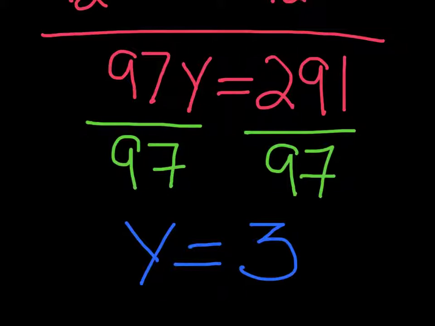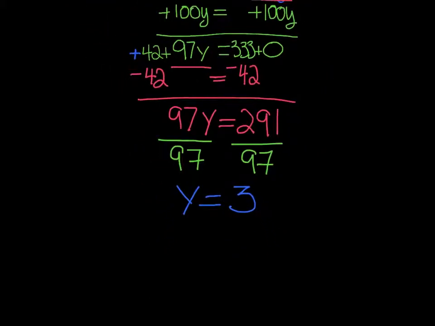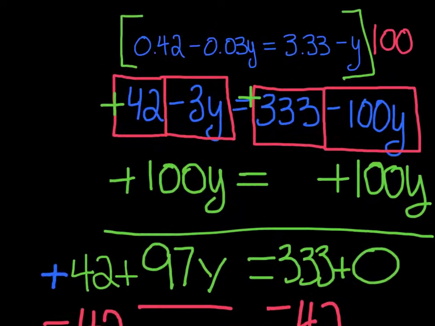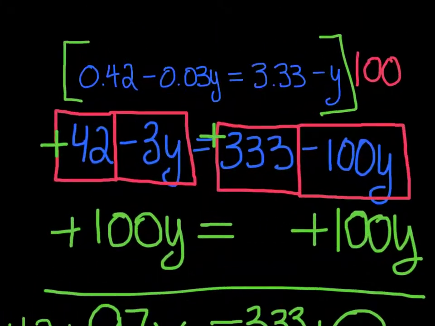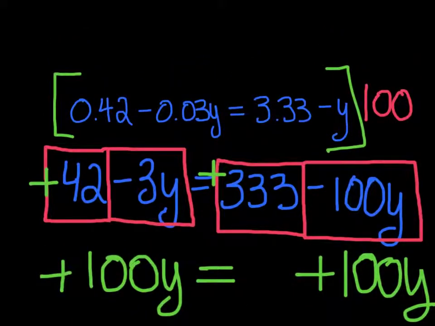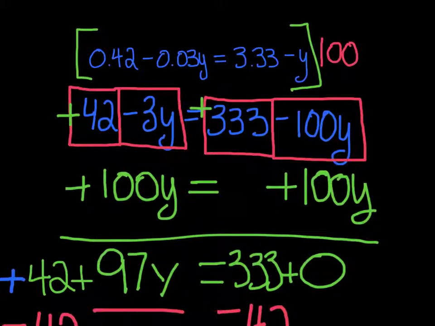Let's take a minute to go back and recap the moves I made to find the solution. So I started out with an equation that contained decimals. I took a minute to quickly multiply everything by 100 to wipe out the decimals, and I had a new equation that I could express in the form of 42 minus 3y equals 330 minus 100y.